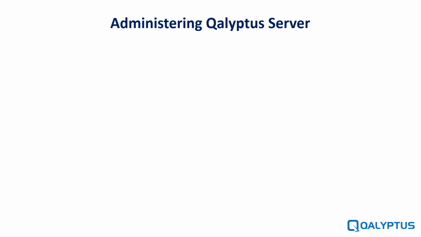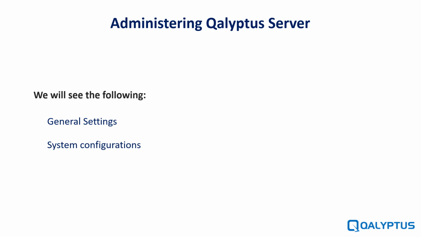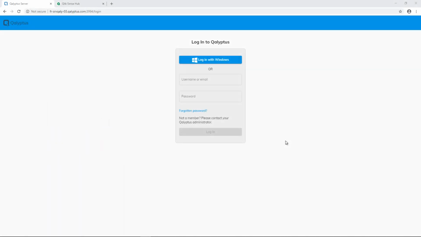In this video, we will see the administration of Qalyptus Server, which is necessary for the functioning of Qalyptus Server. We will see the following: General Settings, System Configurations, User Management, License Management. To start, we log into Qalyptus Server as administrator.